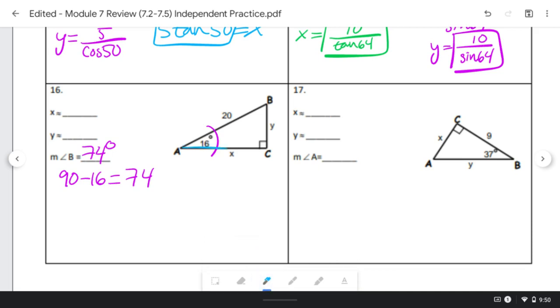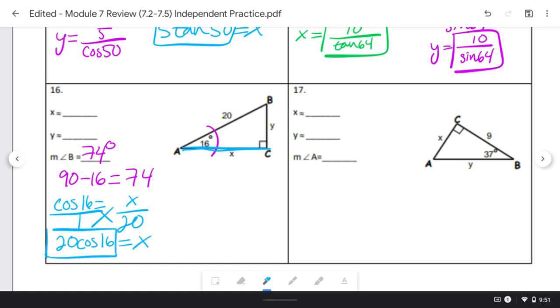So x touches 16 degrees. That means it's adjacent. And 20 is the hypotenuse. So adjacent over hypotenuse is cosine of 16. And then I put this over 1, cross multiply. 20 cosine 16 equals x. And this is what I'll plug into my calculator: 20 cosine 16. And then I will round that to one decimal place, and you get 19.2.